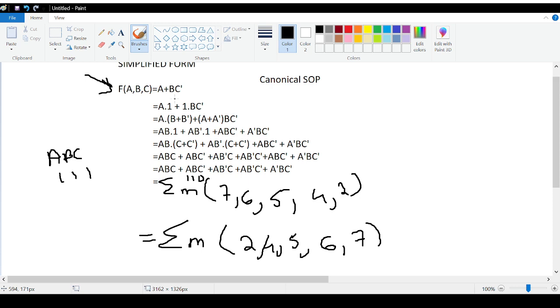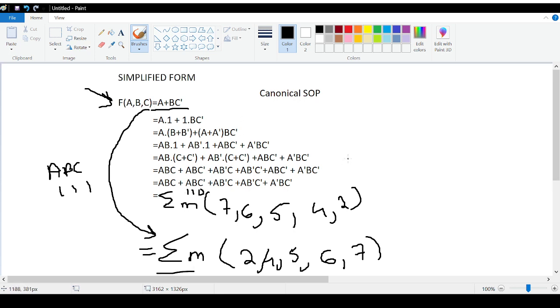So see, we have done the reverse process. We had the simplified version, and from the simplified version we went to the canonical form. And in the previous example, we went from the canonical form to the simplified form. Is it possible to go in the reverse way towards the standard POS form? We're going to learn it next. But is this clear how we go from simplified form to standard SOP?